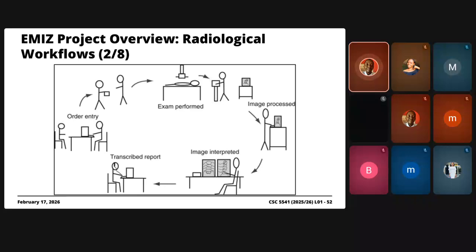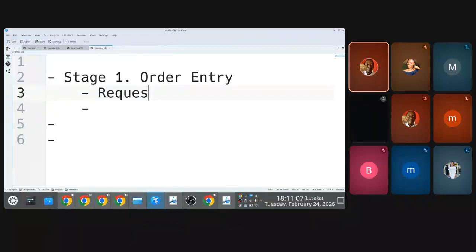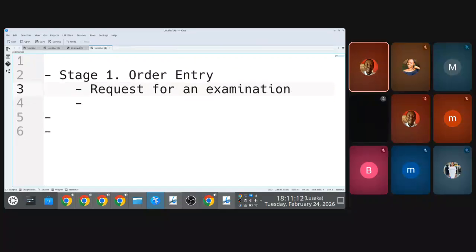So we start with order entry, right? Now, the idea behind order entry is simple. This general practitioner or the physician, typically they really wouldn't have specialized. They're just general like that. They attend to patients that may have different afflictions, if you will. So at order entry, what the physician will do to initiate the process is they will request for an examination to be performed, to be conducted.